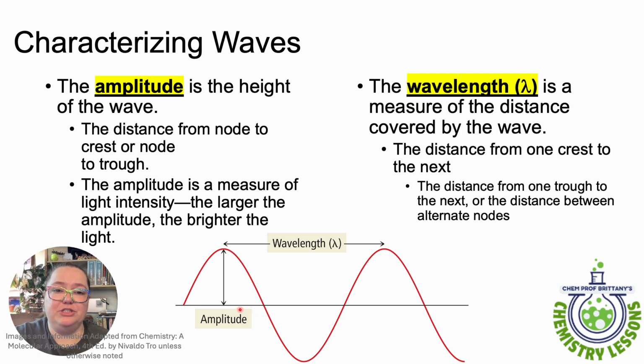Then wavelength is the distance between two exact points on neighboring waves. It could be any point on the wave, right? But it's easiest to measure from peak to peak or from trough to trough. The idea is two neighboring waves, you're going to measure the exact same place on those two neighboring waves. And that distance is your wavelength, which we represent with this Greek letter lambda.